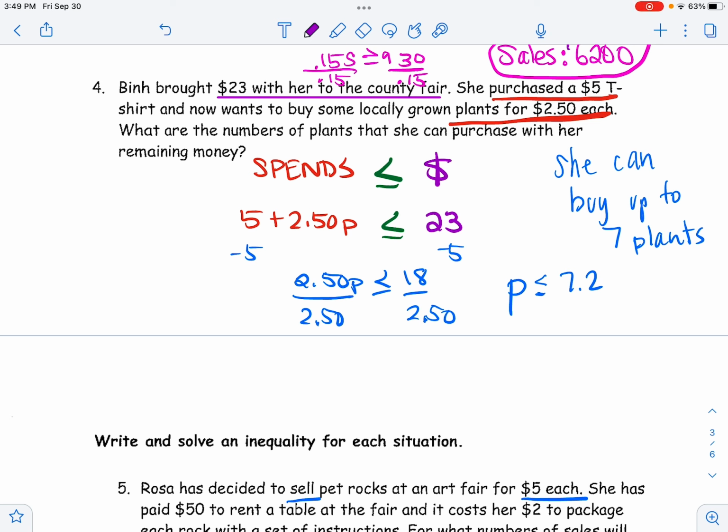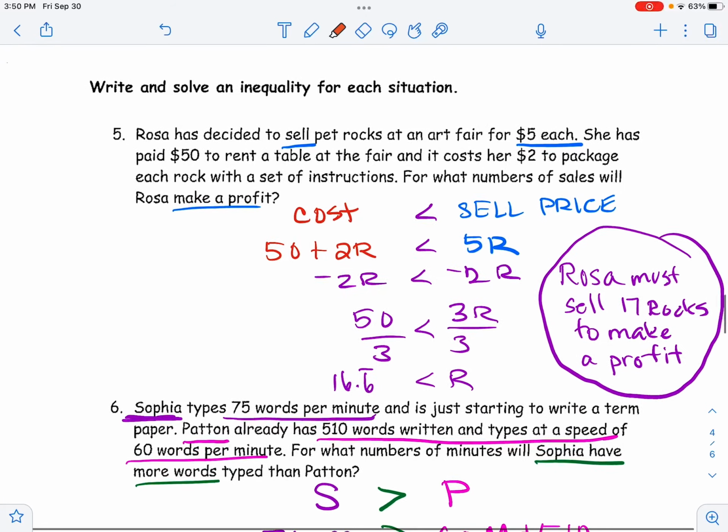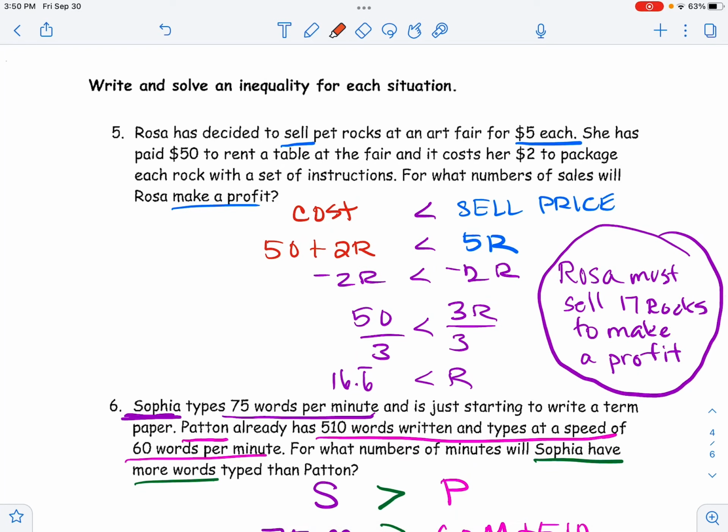All right, now we are going to go to a county fair where she has purchased tickets for a t-shirt for $5, and she has $23 to spend. She wants to see how many plants she could buy. So the plants cost $2.50 each, and now we just go ahead and solve the inequality to figure out how many plants she could buy. And we find out she could buy 7.2 plants, but of course you can't buy a partial plant, so the most plants she can buy is 7 without going over spending. An important concept, how not to overspend.